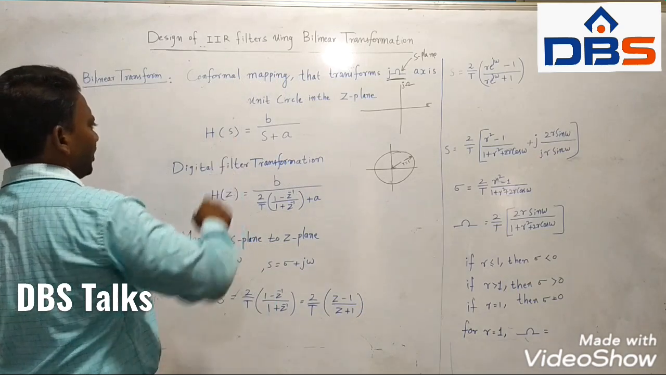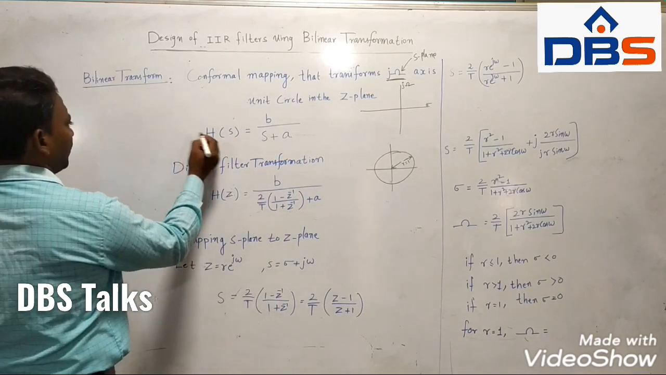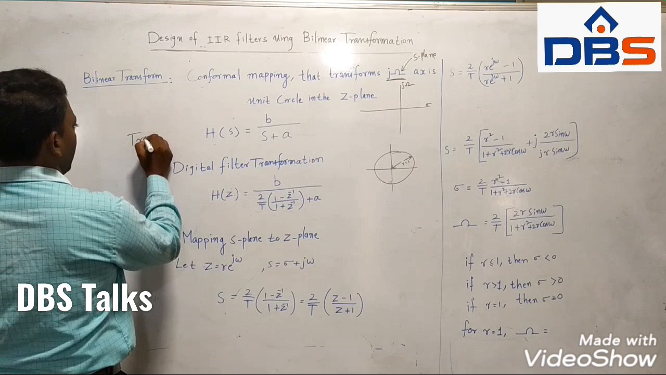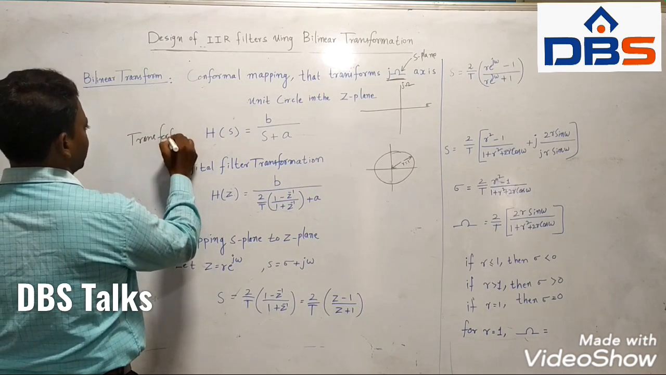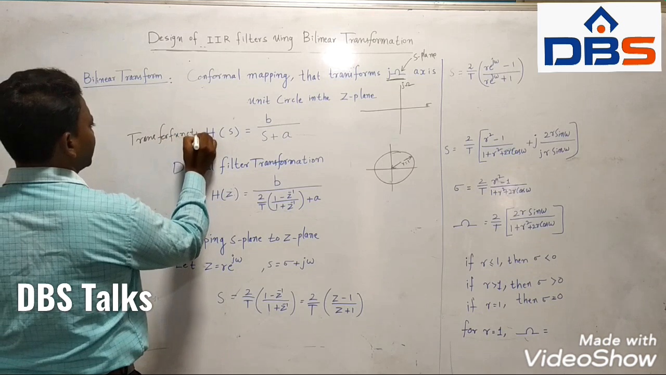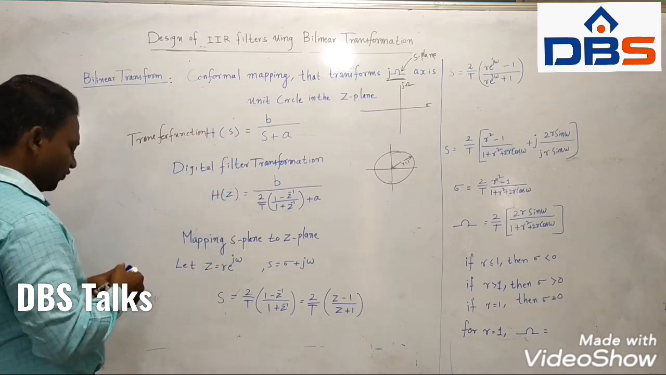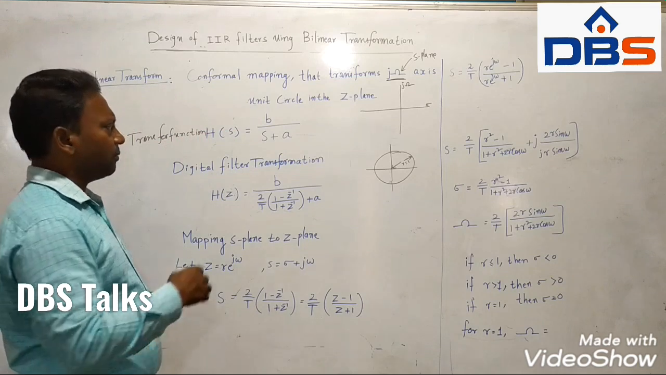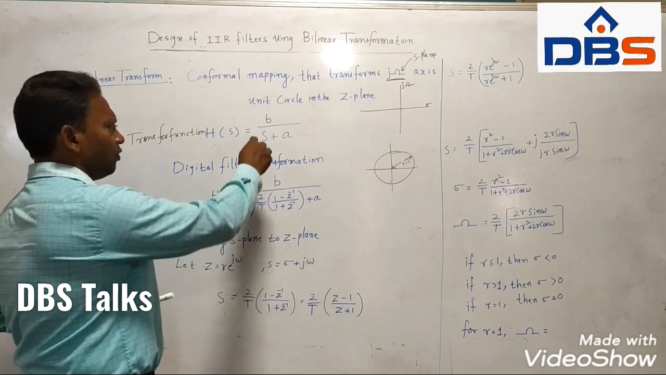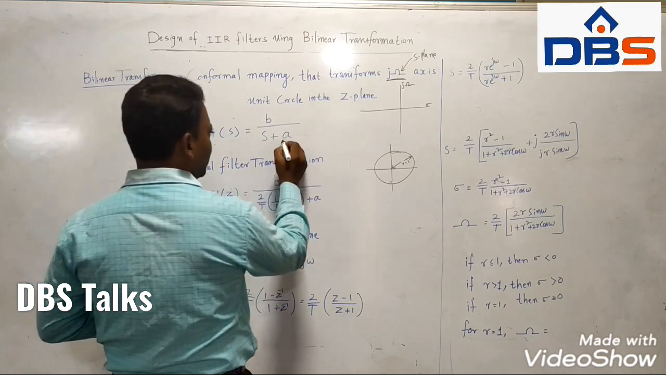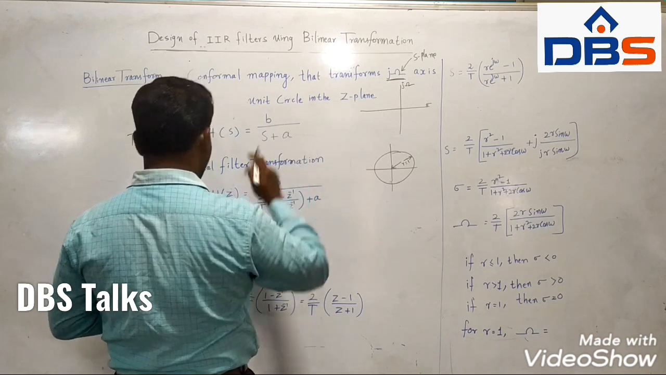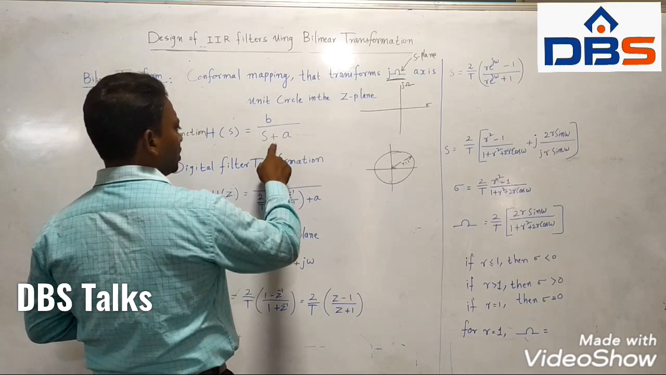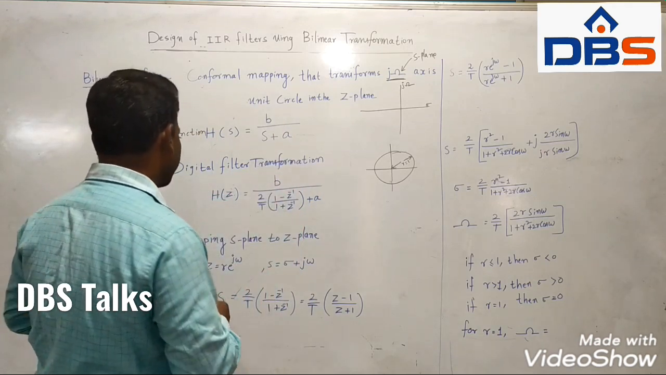Now see H of s. Here this is some transfer function, analog filter transfer function. Okay, let us consider this analog filter transfer function. H of s is equal to b by s plus a. Now what is the meaning of that? You have a pole at s is equal to minus a. You have one pole. This is a one pole transfer function. So that is, the pole is located at s is equal to minus a.